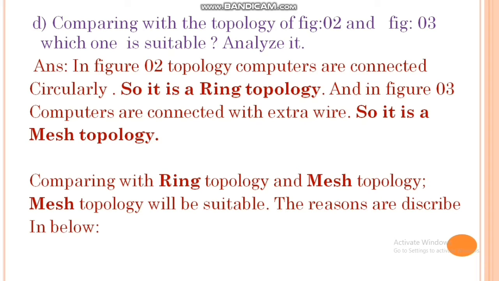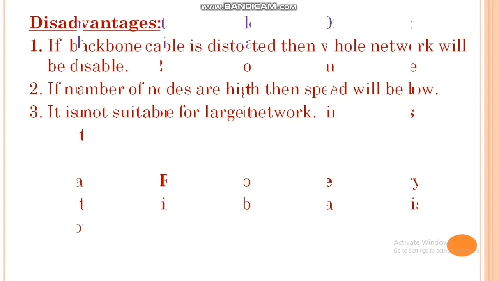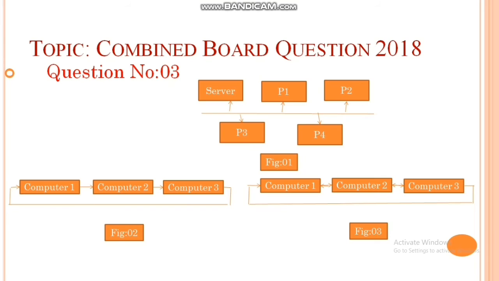Now our last question, question number D. Comparing with the topology of figure 2 and figure 3, which one is suitable? Analyze it. To answer this question, you need to see figure 2 and figure 3 again. Now look at figure 2 and figure 3. In figure 2 there are three computers, computer 1, computer 2, computer 3, connected circularly to each other. But in figure 3 there are also three computers connected circularly, but here there is some extra wire.